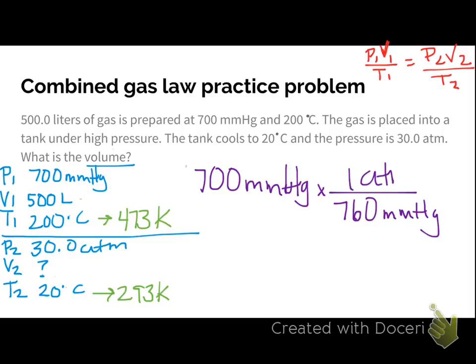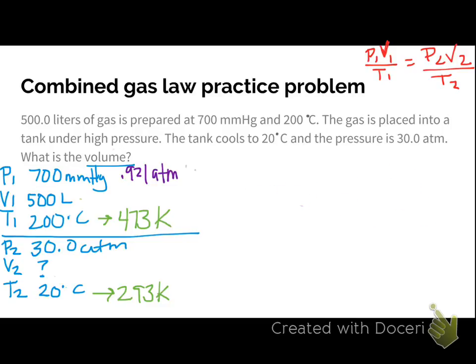So just using some dimensional analysis. I know you all love it so much. 700 divided by 760 is going to give you 0.921 atm. So we don't need this anymore. Okay, so now we have our values. We're just going to plug them into our equation and then solve.